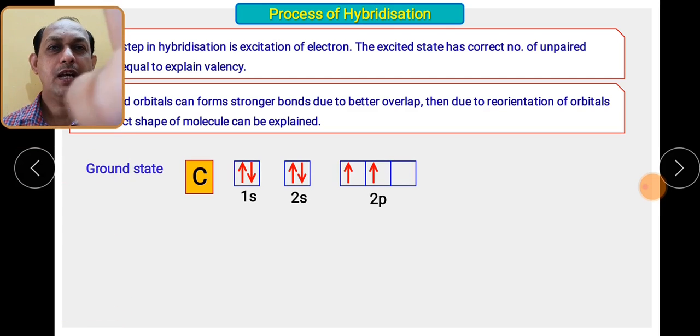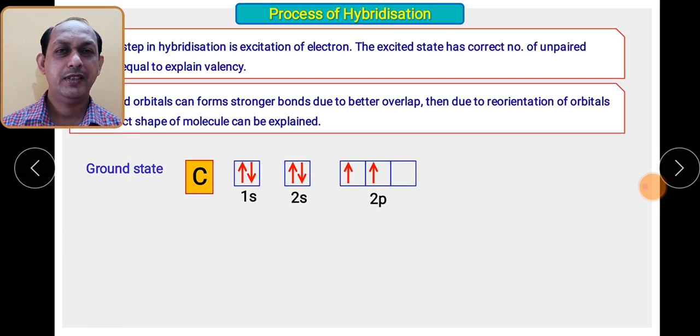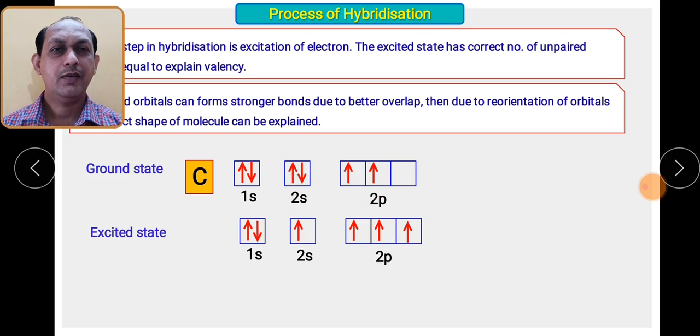Now let us take the case of carbon. Carbon has atomic number 6, and the electrons are distributed as 1s2, 2s2 and 2p2. In the ground state the 2s orbital is filled, and 2px and 2py have a single unpaired electron each. In the excited state, one 2s electron gets excited and promoted to the vacant 2pz orbital. Now you can see there are 4 unpaired electrons: 1, 2, 3, 4. So that's why the valency of carbon is 4.